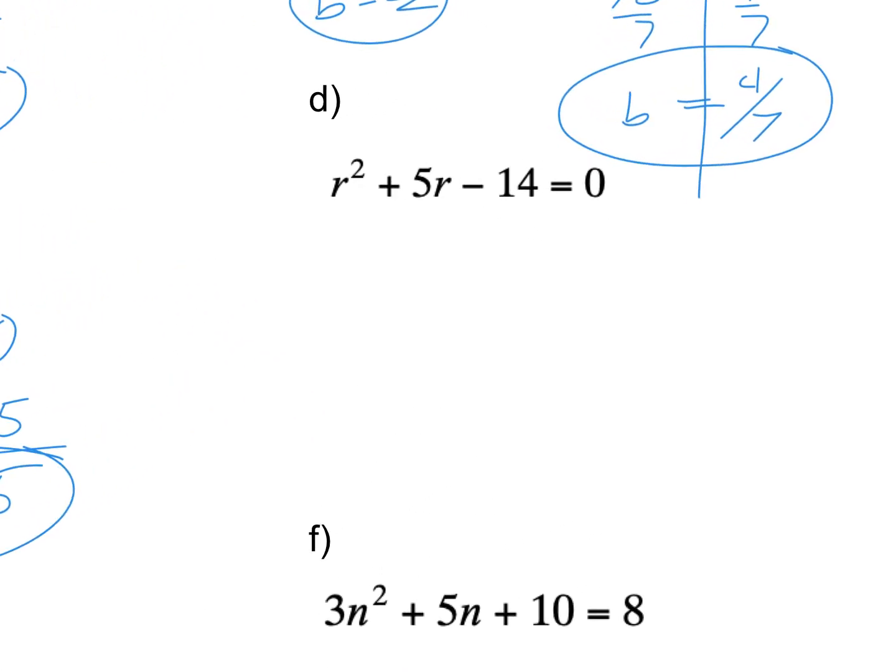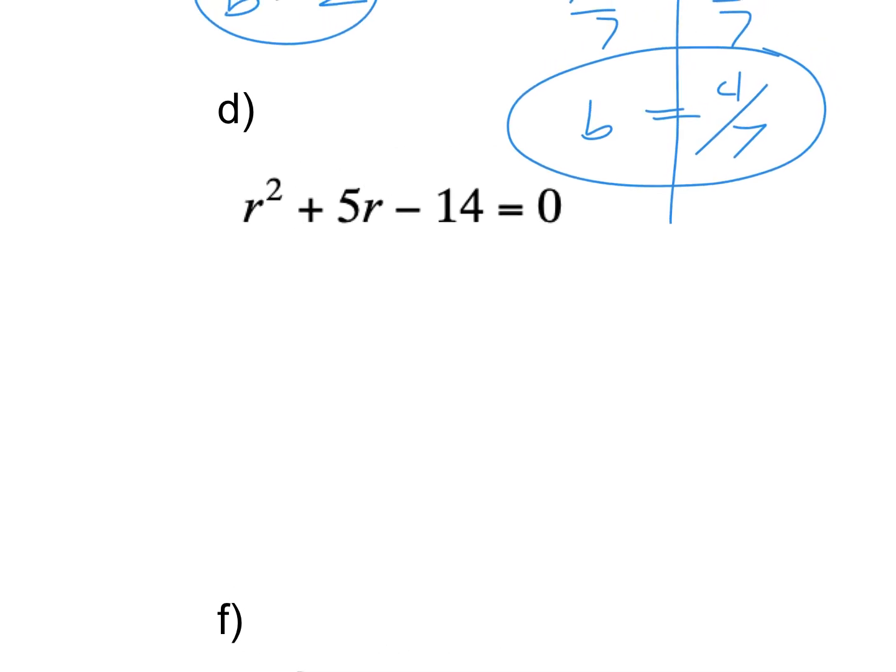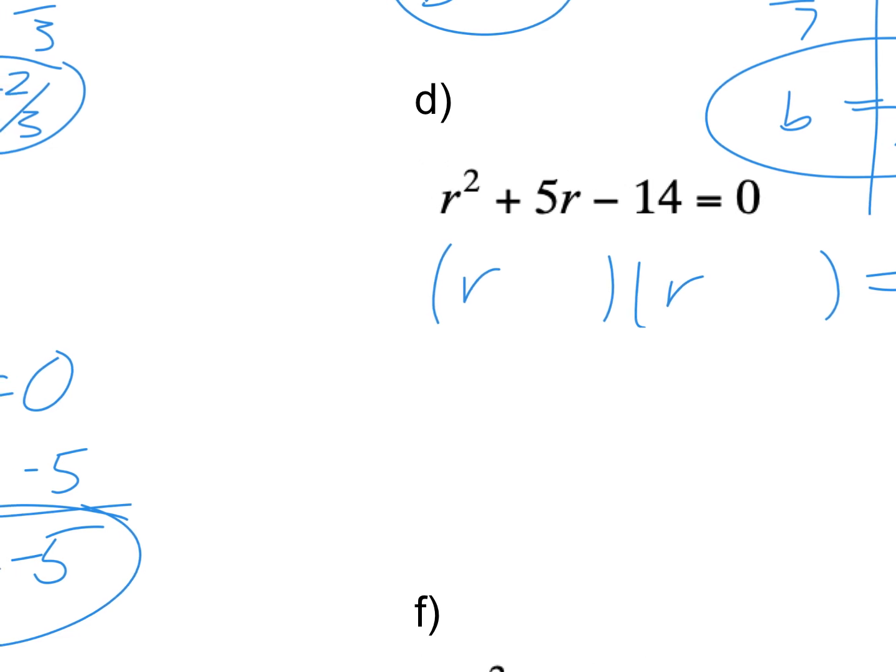Let's look at problem D. This is another one that is set equal to 0, but it is not factored. So we are going to have to do a little bit of work to figure this one out. Set up our product sum. Our B value is 5 and our C value is -14. A value is 1. So two numbers that multiply to -14 and add to 5.